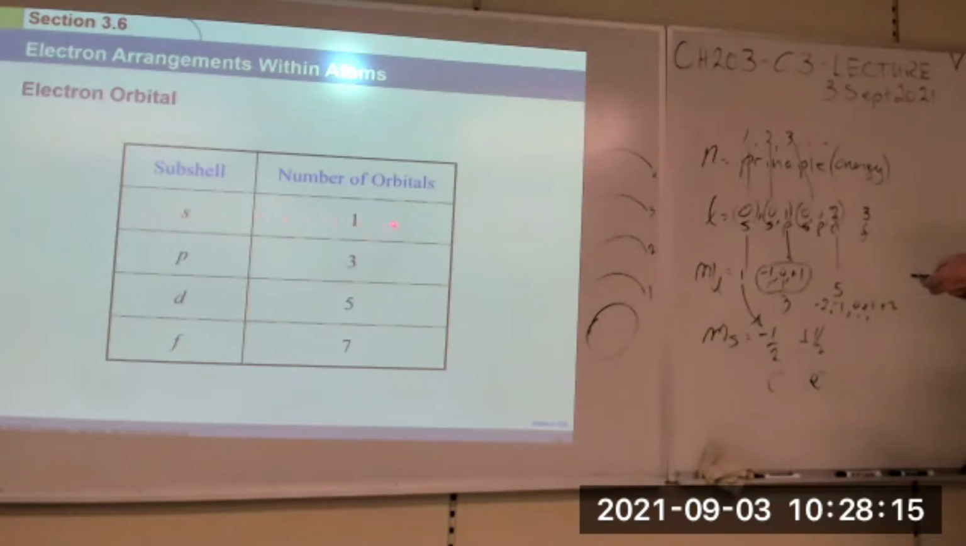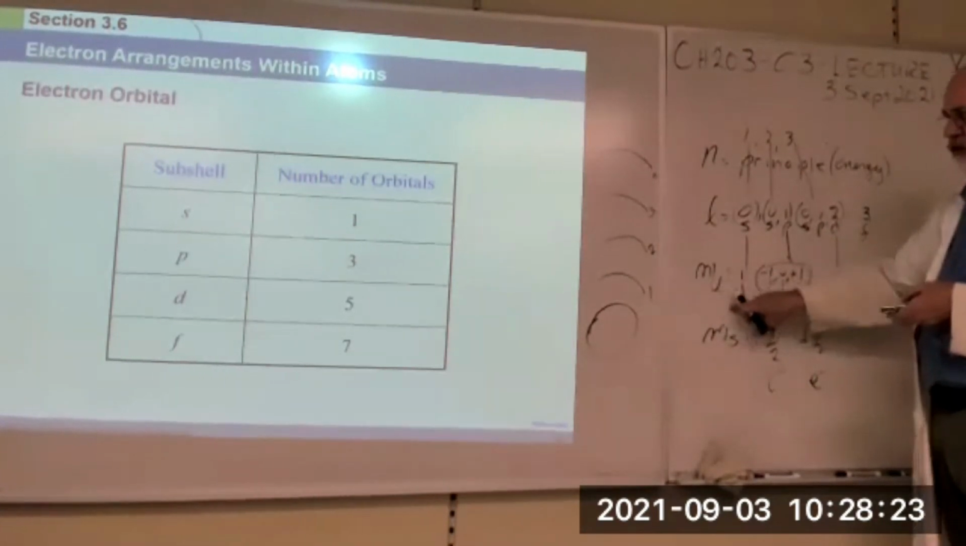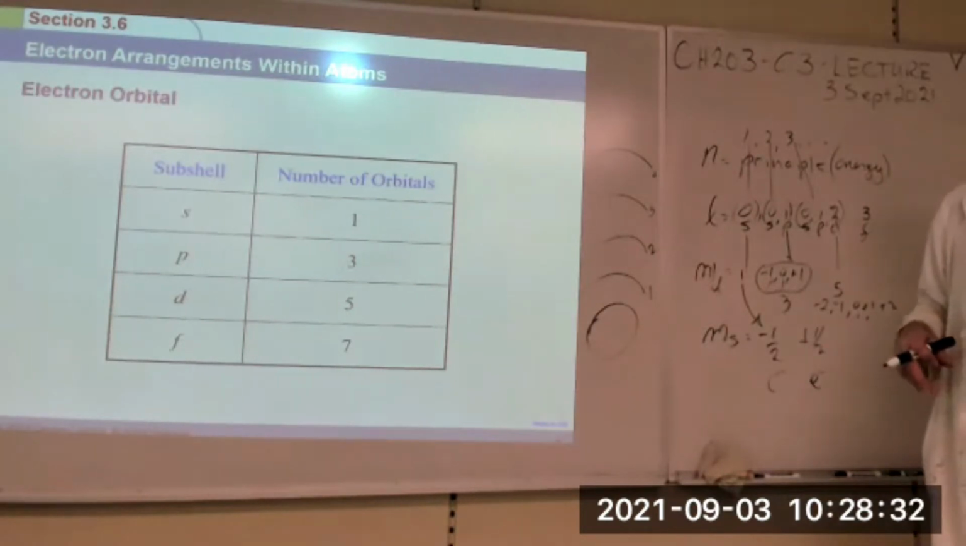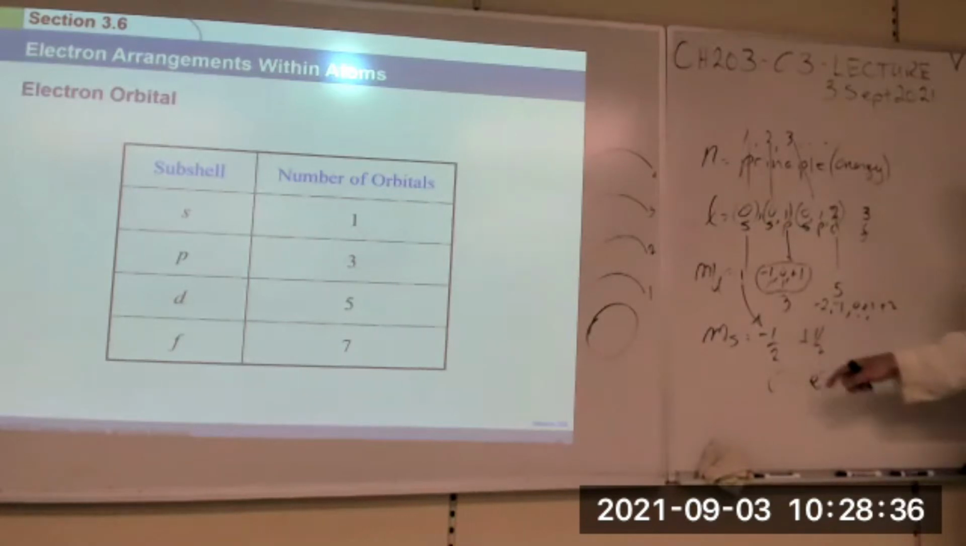S's can only have one orbital. 1 m sub L is what they're saying here. P's can have 3 m sub L's. D's can have 5. F's can have 7. And each one of those can have 2 electrons in it with opposite spins. Okay?